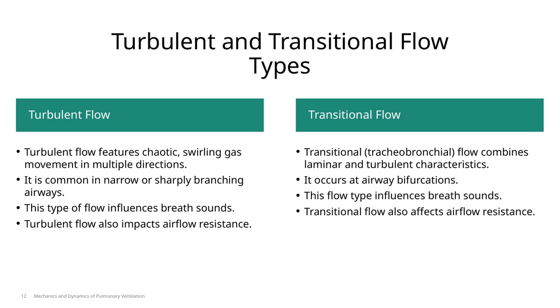Moving on, transitional flow, especially in the tracheobronchial region, is a blend of laminar and turbulent characteristics. This kind of flow usually occurs at airway bifurcations, those points where airways split into smaller branches. Transitional flow influences breath sounds as well, often contributing to the sounds we hear in normal and abnormal breathing. It also affects airflow resistance, but in a way that's intermediate between laminar and turbulent flow.